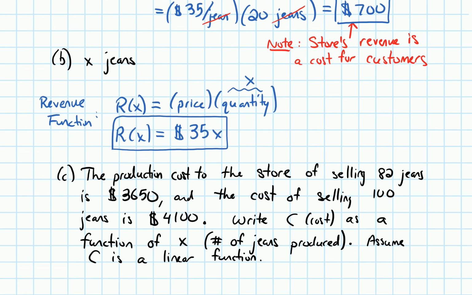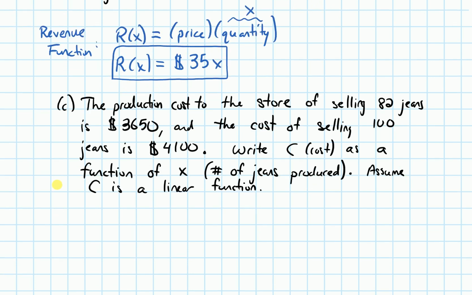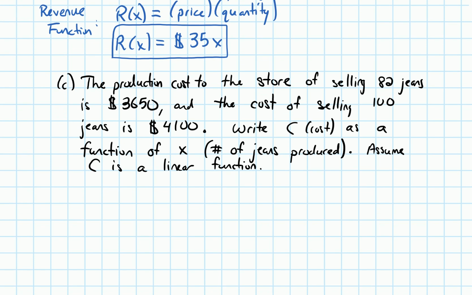All right, so let's look at another part of this problem. Part C says, the production cost to the store of selling 82 jeans is $3,650, and the cost of selling 100 jeans is $4,100. Write C, the cost, as a function of x, the number of jeans produced, and assume C is a linear function. Okay, so I'm assuming C is a linear function, and I need to write down its equation. To do this, it would be helpful if I had some points, some x, y pairs. But in this problem, y is actually C, the cost.